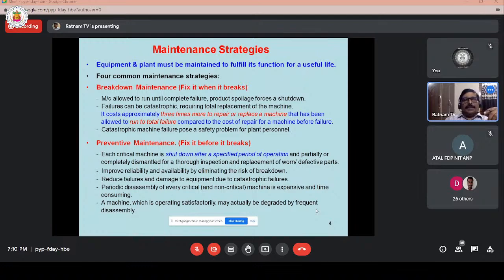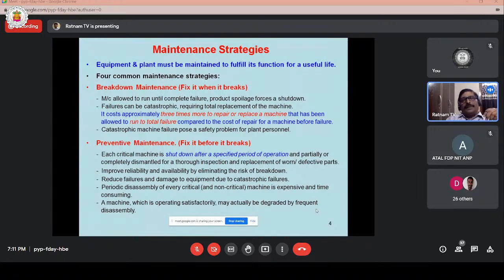This type of maintenance, preventive maintenance, improves reliability and availability by eliminating the risk of breakdown. By following this method, there is a lot of improvement in reliability, and the availability of the machine will also be useful to the plant. It reduces failures and damages to the equipment due to catastrophic failures. There will not be catastrophic failures because we are planning maintenance at certain intervals. So it will not damage the equipment because we are avoiding catastrophic failure.